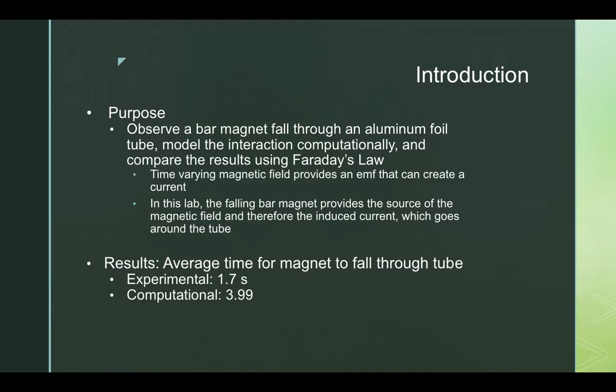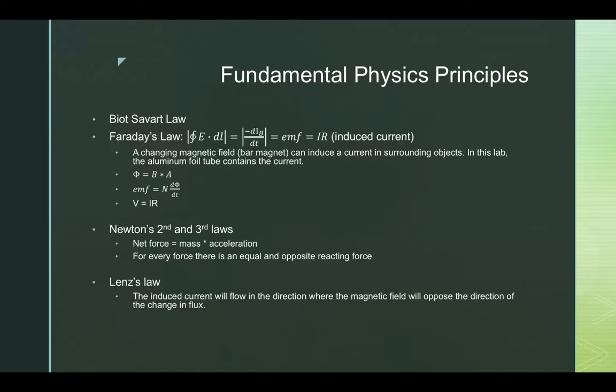tube. In this lab, the average time for the magnet to fall through the tube in the actual experiment was about 1.7 seconds, and computationally was about 3.99 seconds.